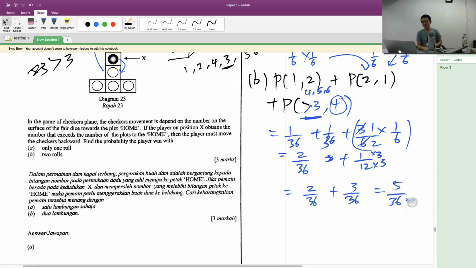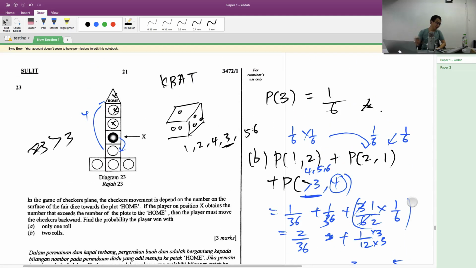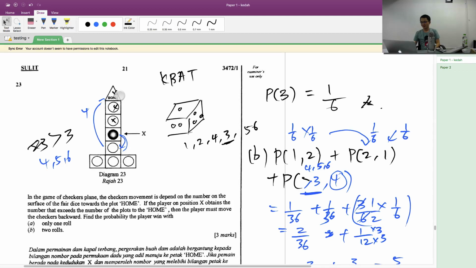Okay, this is how we use 2 rows to actually win the game. That means if the first time you roll more than 3, that means you get 4 or you get 5 or you get 6, you're going backwards. So if you get backward already, then you got 4, you straight away go to home. Okay, this is sort of a game. If you never played chess before, I guess this one is quite hard for you to understand. Okay?